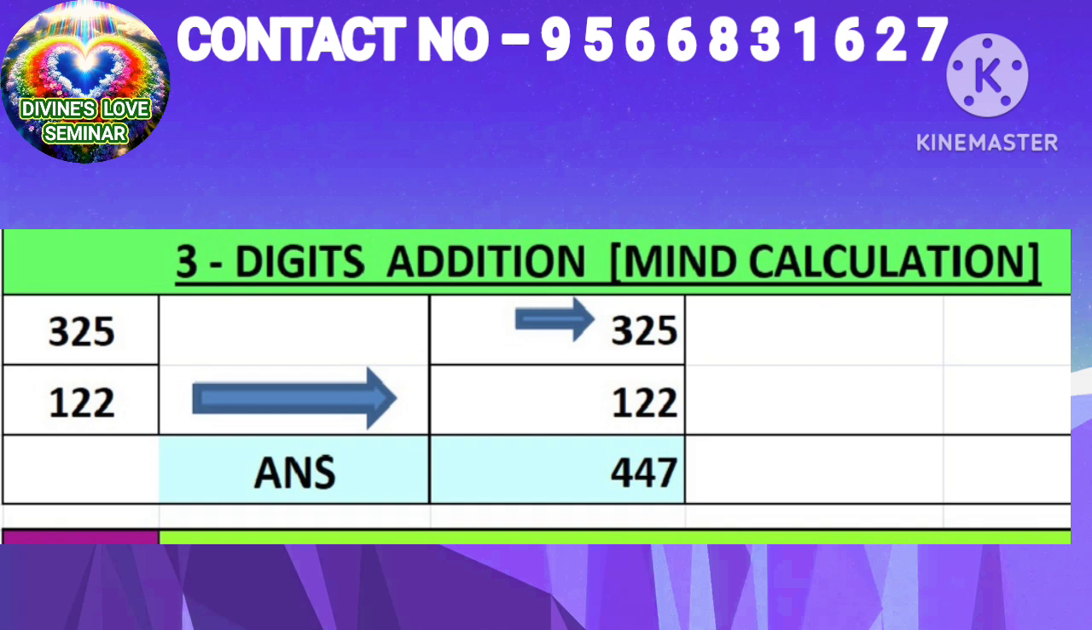300 plus 100 is equal to 400. Keep 400 in your mind. Then go to tens place. 400 plus 20 is 420. 420 plus 20 is 440. Keep 440 in your mind. Then go to ones place. 440 plus 5 is 445. 445 plus 2 is 447. 447 is the answer.